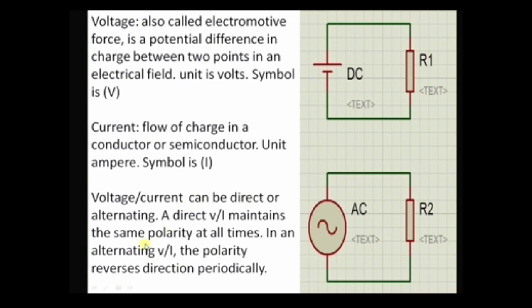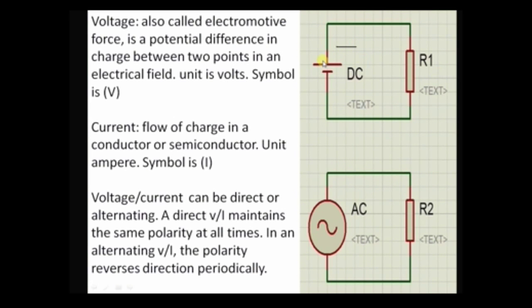Voltage or current can be direct or alternating. A direct voltage or current maintains the same polarity at all times. In an alternating voltage and current, the polarity reverses its direction periodically. But in this video lecture, we will only concentrate on the DC part. I will make another video for the AC fundamentals. Let's focus first on DC and let's know how the voltage and current work.